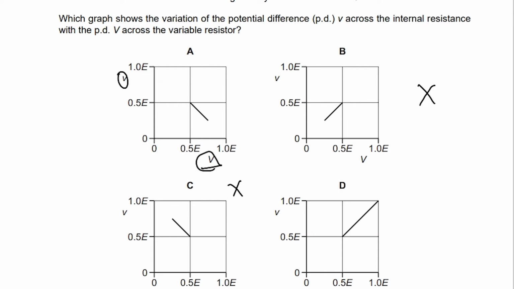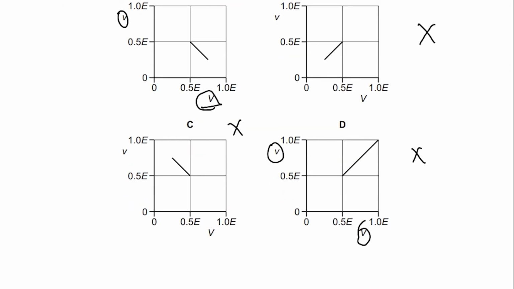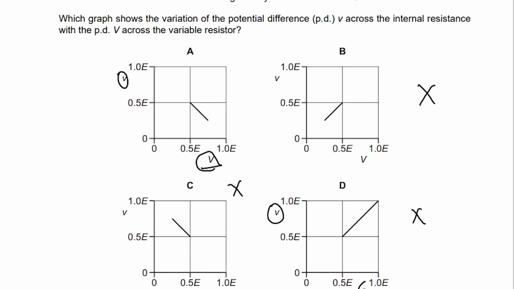So it can't happen that the potential difference of a variable resistor is increasing, and the same is happening with the other one. So D can't be the answer, because in it the potential difference of both the components, this one and the variable resistor, is increasing. Only A can be the answer, because if the potential difference of capital V, which is the variable resistor, is increasing, the potential difference of the internal resistor must decrease. So A is the correct answer.